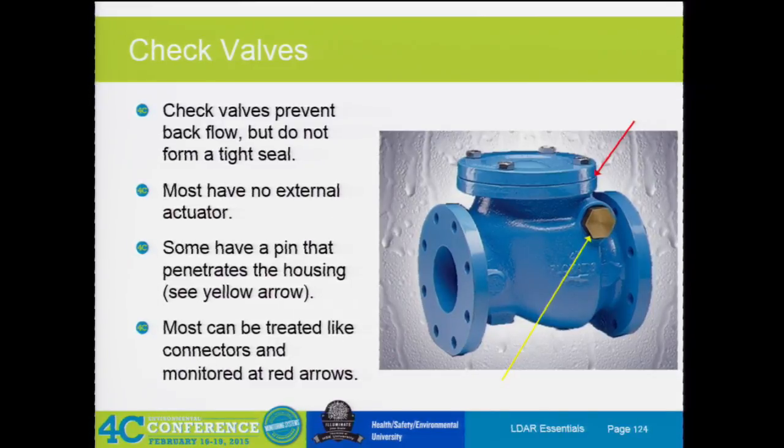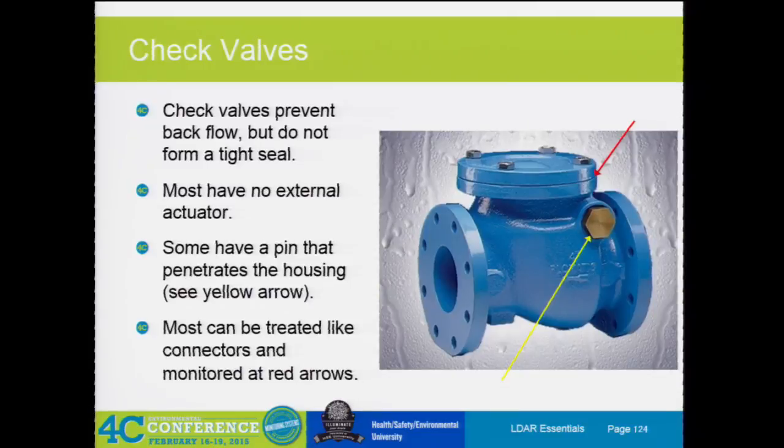Check valves, monitor around the bonnet there. Sometimes you'll have an external actuation here where the pin is. Most people don't treat these as valves. Usually they go in as a connector, and they're either never monitored, or if they don't have that external actuator there, they'll just treat them as non-detectable and usually never monitor them at all.